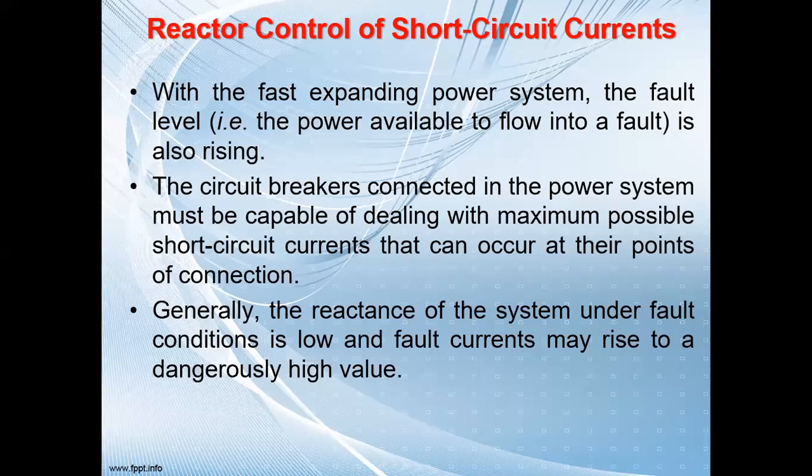So we'll now go through the slide. With the fast expanding power system, the fault level, that is the power available to flow into a fault, is also rising. The circuit breakers connected in the power system must be capable of dealing with the maximum possible short circuit currents that can occur at their points of connection. Generally, the reactance of the system under fault condition is low, and the fault current may rise to a dangerously high value.